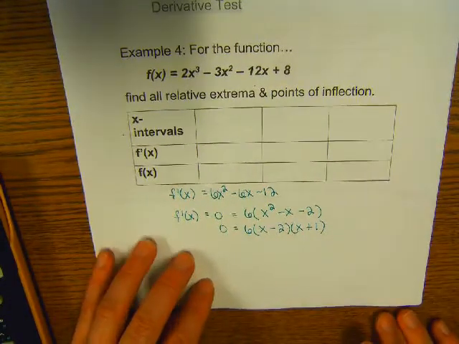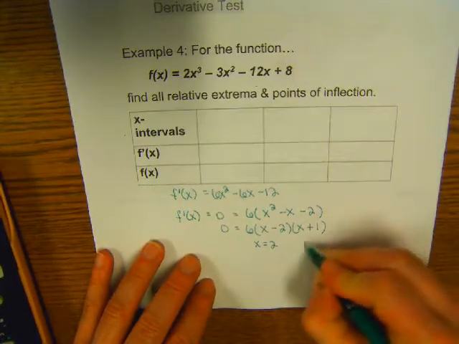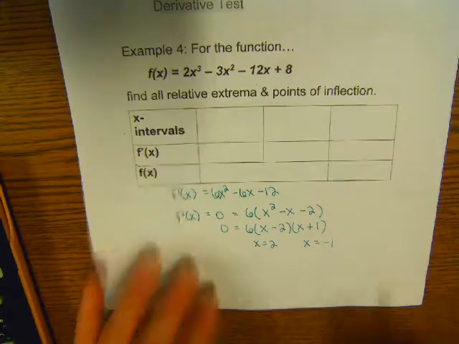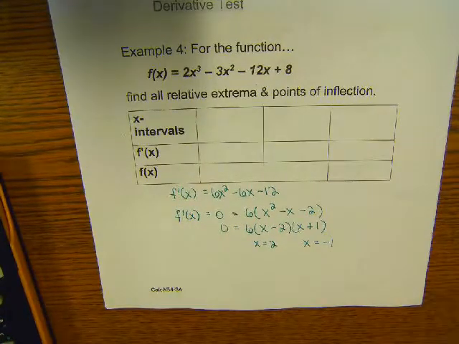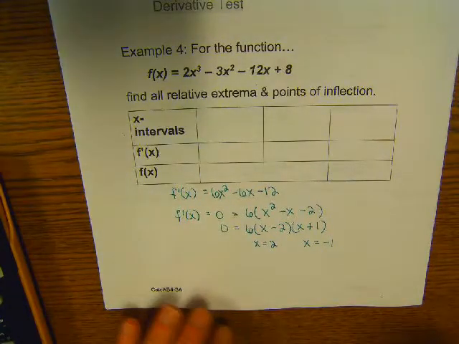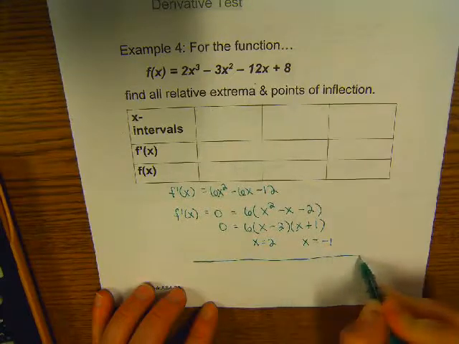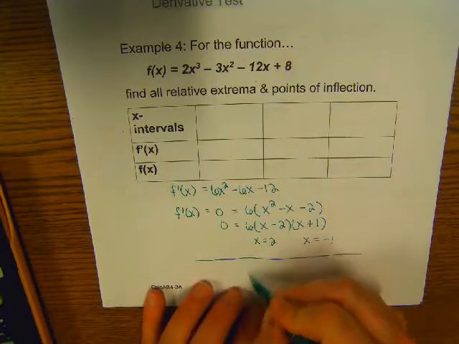So the criticals are at x equals 2 and x equals -1. And then from the other day, what I do then is I put this in a sign chart because I want to figure out what my derivative is doing. Is it increasing or decreasing?